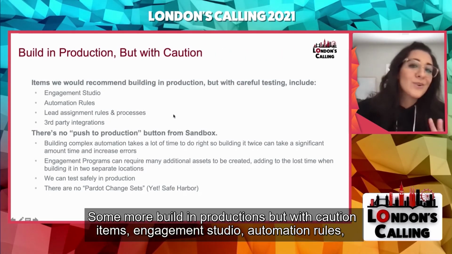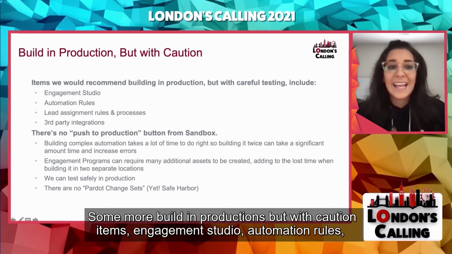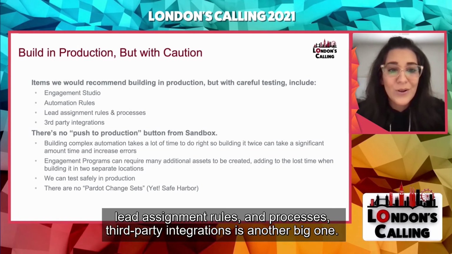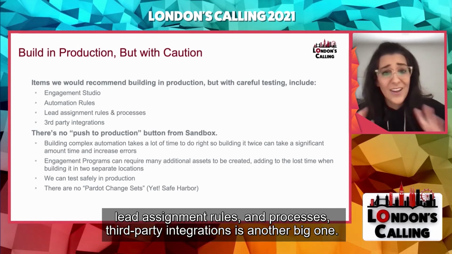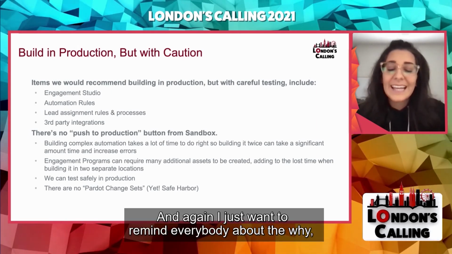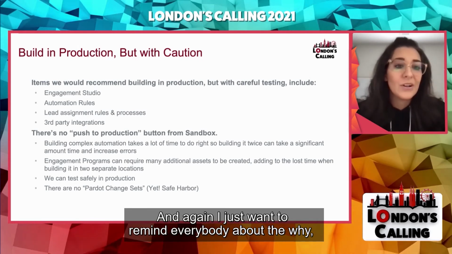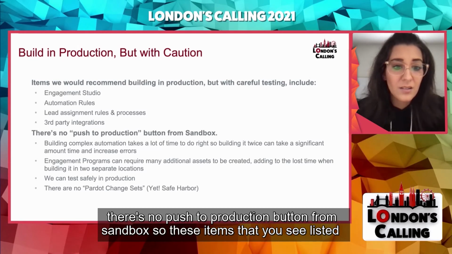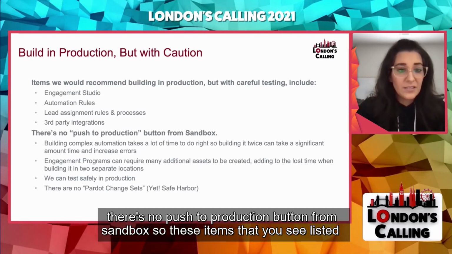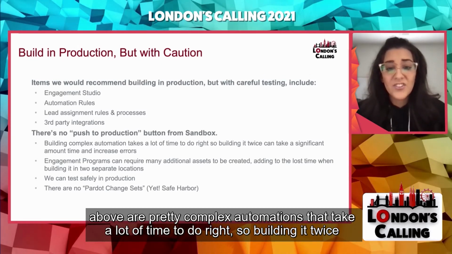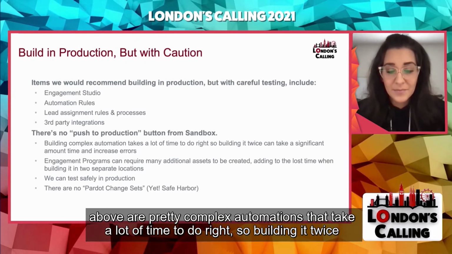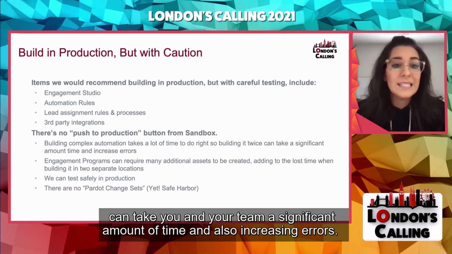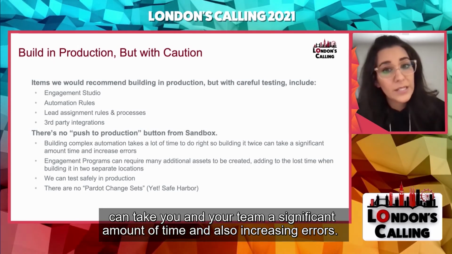Some more build in productions, but with caution items: engagement studio, automation rules, lead assignment rules and processes, third-party integrations is another big one. And again, I just want to remind everybody about the why. There's no push to production button from Sandbox. So these items that you see listed above are pretty complex automations that take a lot of time to do, right? So building it twice can take you and your team a significant amount of time and also increasing errors.